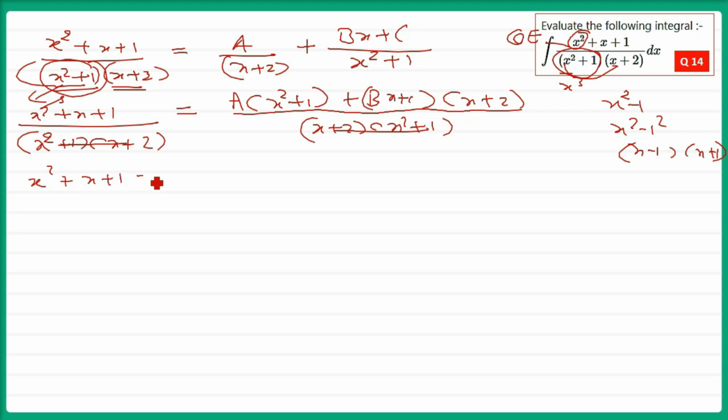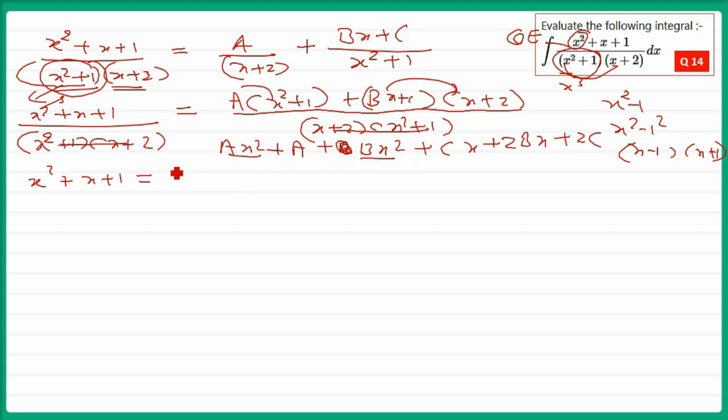Left hand side x square plus x plus 1 only remains. On the right it will be A into x square plus A after multiplying these two, then bx plus c multiplied by x, then bx plus c multiplied by 2. So bx square plus cx you can write, then bx into 2, 2bx, and then 2c. Now just combine or collect the similar terms.